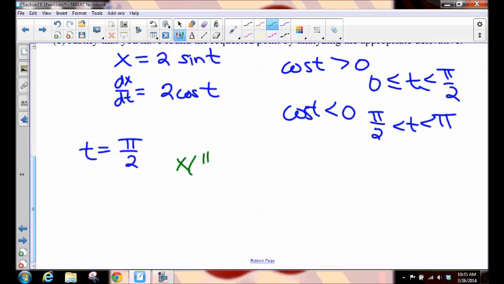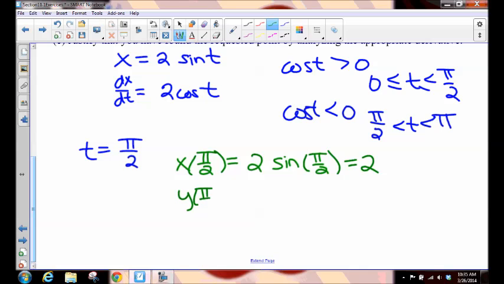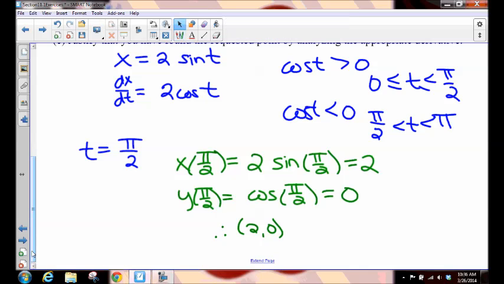So x of pi over 2 is going to be 2 sine pi over 2, and that is going to give us 2. And y of pi over 2 is going to be the cosine of pi over 2, and that's going to be equal to 0. And therefore we know that our rightmost point, or that extreme value, is going to be at 2, 0.